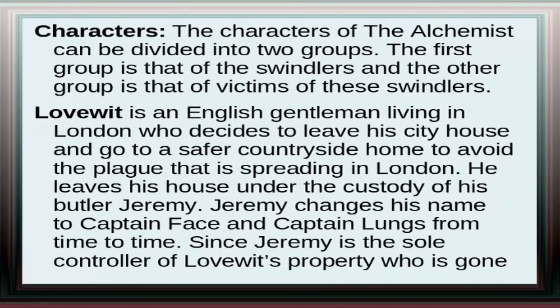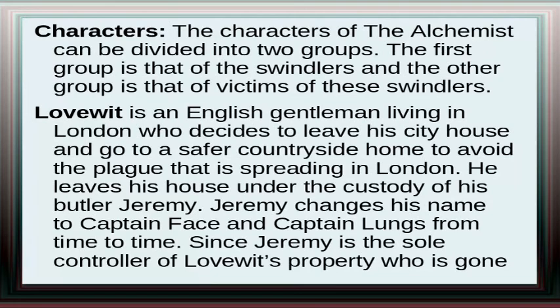Characters. The characters of The Alchemist can be divided into two groups. The first group is that of the swindlers, and the other group is that of victims of these swindlers. Lovewit is an English gentleman living in London who decides to leave his city house and go to a safer countryside home to avoid the plague that is spreading in London. He leaves his house under the custody of his butler, Jeremy. Jeremy changes his name to Captain Face or Captain Lungs from time to time.